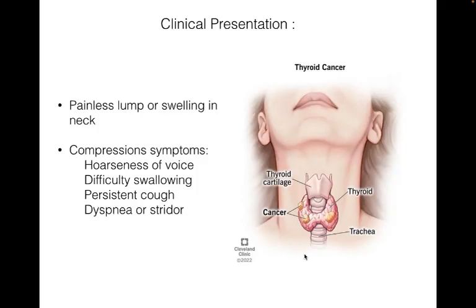Now, keep that in mind when we talk about the patient with a suspected thyroid cancer presenting with compression symptoms. There are 4 compression symptoms mentioned over here, which are hoarseness of voice, difficulty swallowing, persistent cough, and dyspnea, which is a medical term used for shortness of breath. You can link all these symptoms to the close proximity of the thyroid gland with the trachea. Because the cancer is growing, it's going to apply pressure on the trachea, which is going to result in difficulty breathing, shortness of breath, persistent cough, and the rest of the symptoms as well.